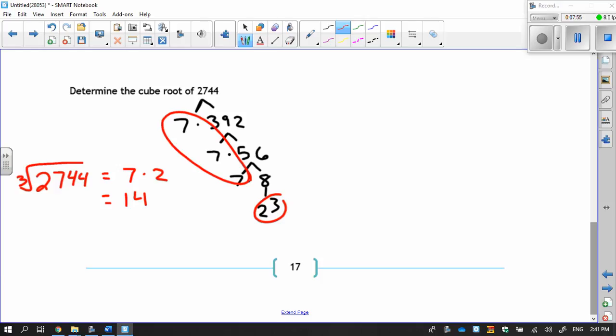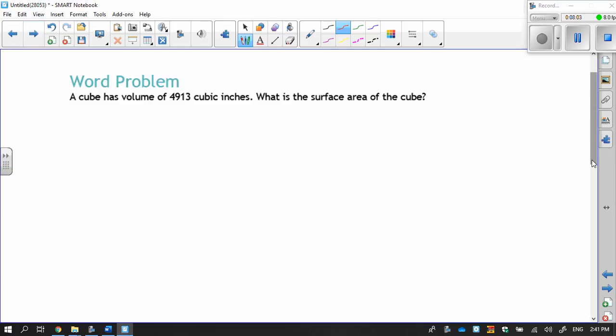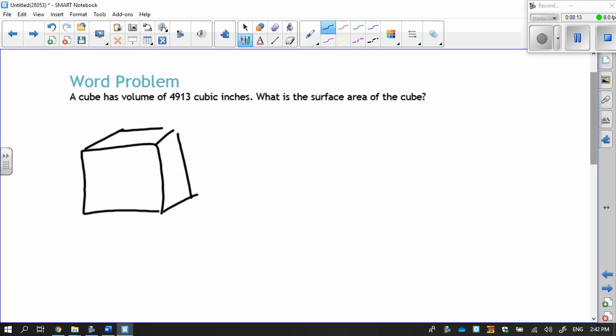Okay, last one, we have a word problem. A cube has a volume of 4,913 cubic inches. What is the surface area of the cube? So let's sketch out a diagram. Cube, volume, 4,913 inches cubed. Now, if I'm trying to find the surface area, I need to find a side length, which means I need to cube root this guy.